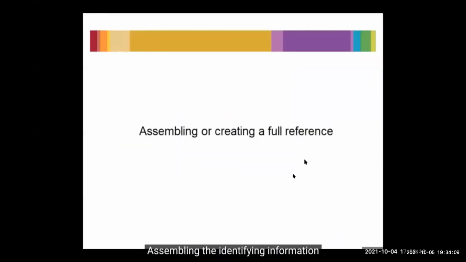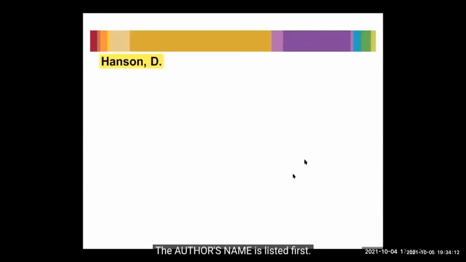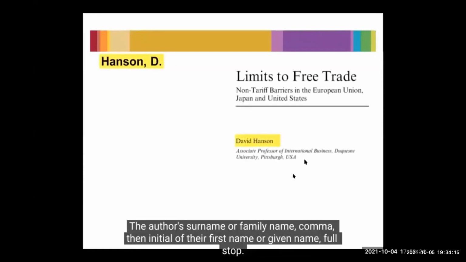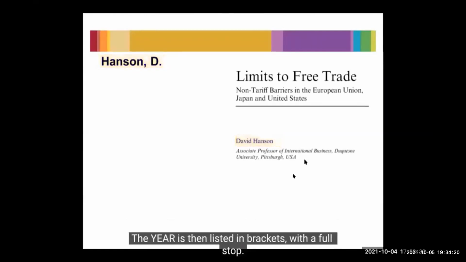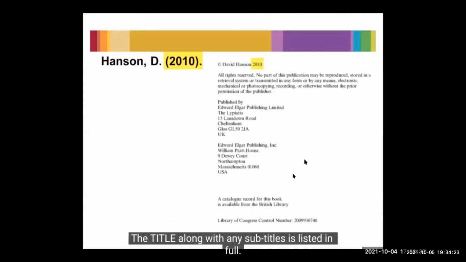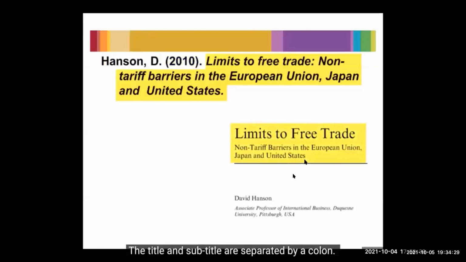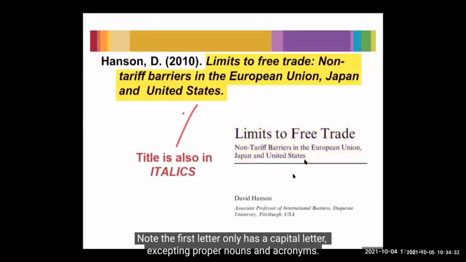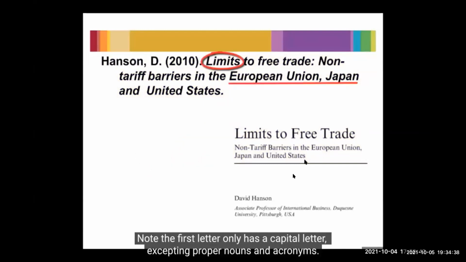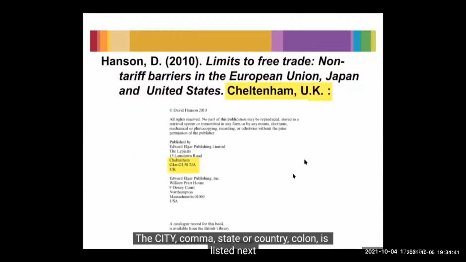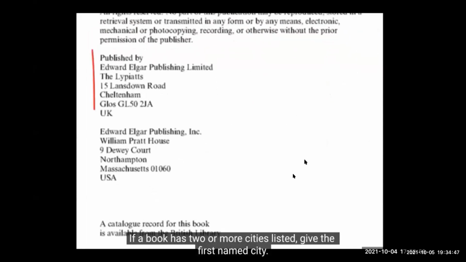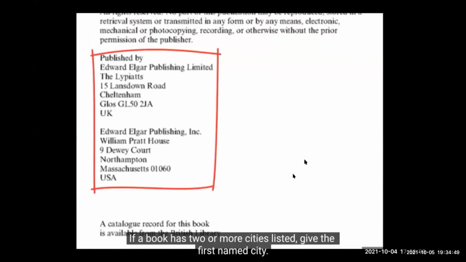Assembling the identifying information. The author's name is listed first, the author's surname or family name, comma, then initial of their first name or given name, full stop. The year is then listed in brackets with a full stop. The title, along with any subtitles, is listed in full. The title and subtitle are separated by a colon. Note, the first letter only has a capital letter, excepting proper nouns and acronyms. The city, comma, state or country, colon, is listed next. If a book has 2 or more cities listed, give the first named city.